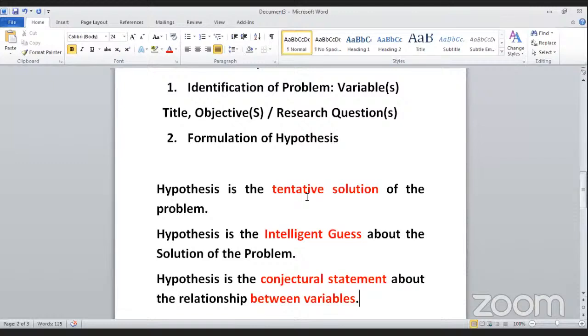Now, if you see these 3 definitions, you find in the first definition, the hypothesis is a tentative solution, it is not final. From the second definition, it is the intelligent guess. So it's also not final, it's just an intelligent guess. And in the third definition, you see it's a conjectural statement.